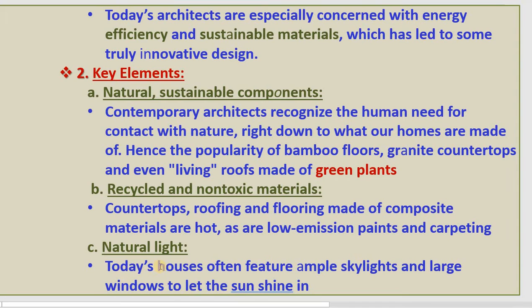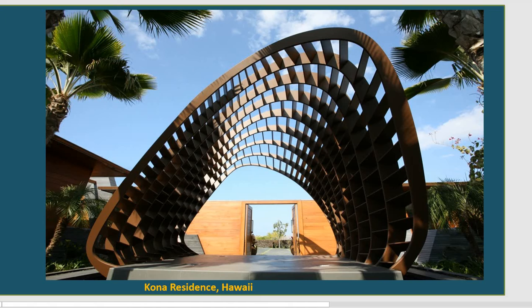The third one is natural light. Right now a lot of houses try to use skylights. They try to open the windows to get natural light, and large windows to get the sunlight into the building. Now we go with a few examples.